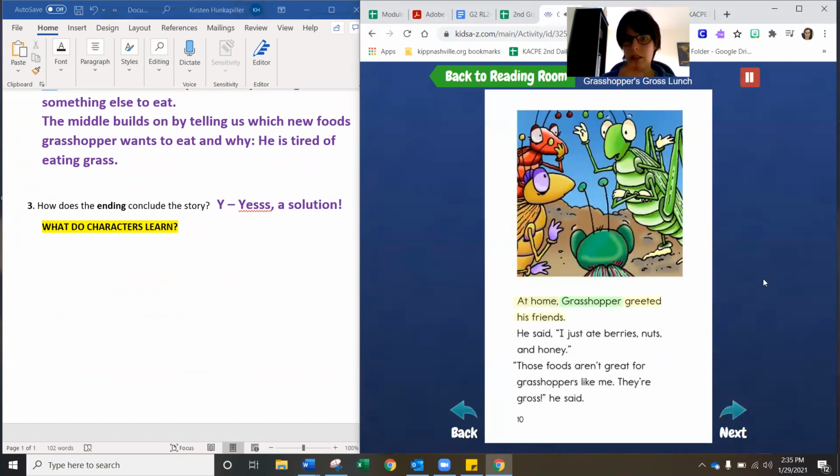At home, Grasshopper greeted his friends. He said, "I just ate berries, nuts, and honey. Those foods aren't great for grasshoppers like me. They're gross," he said.